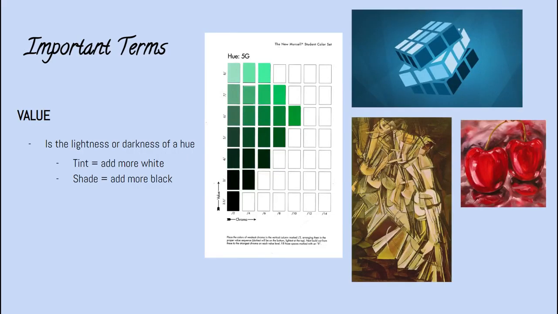Value is that dark to light. So when you're painting, you add more white to get a tint, the lighter version of the color. And for a shade, you usually add black, sometimes something else, to make it get darker. So when a color is lighter or darker, you're changing the value of that color.